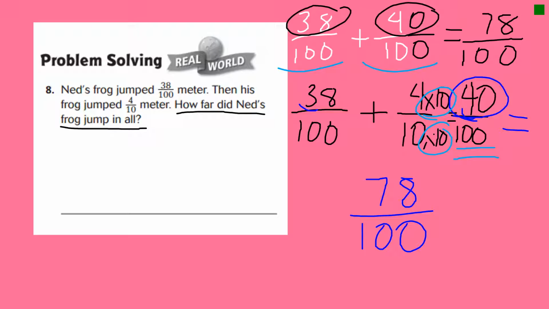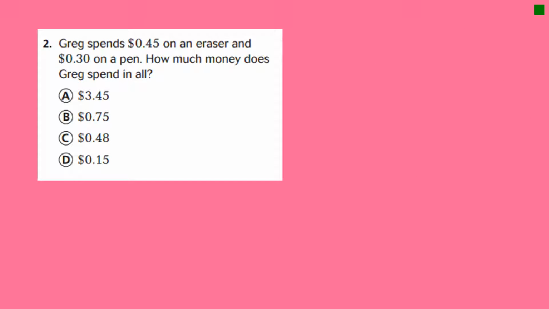All right, here we go. All right, let's see. This is on the back. So Greg spends 45 cents on an eraser and 30 cents on a pen. How much money does Greg spend in all? Well, look at these choices.